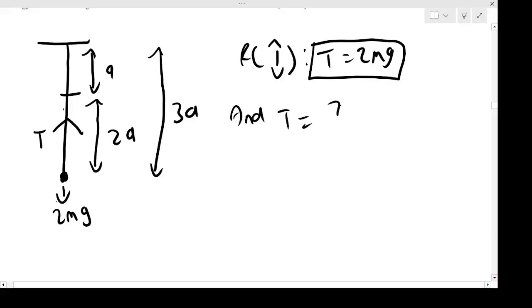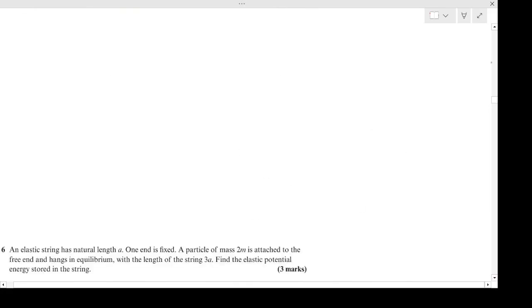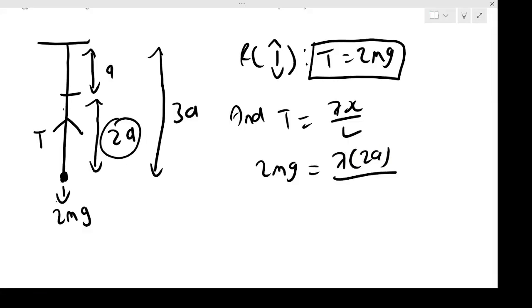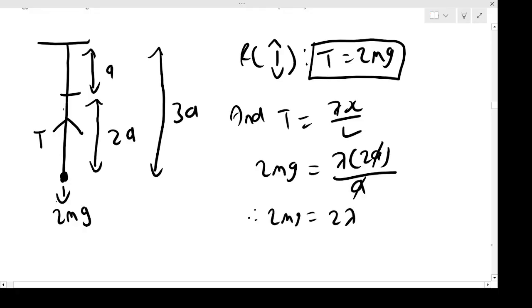That's T is lambda x over L. I know that T is 2mg. I don't have a modulus of elasticity, so that's lambda times the extension. I do know my extension, it's 2a divided by L, which is the natural length a. Actually the a's cancel here, top and bottom, so I'm left with 2mg is 2 lambda. Therefore, divide by 2, lambda is just mg.